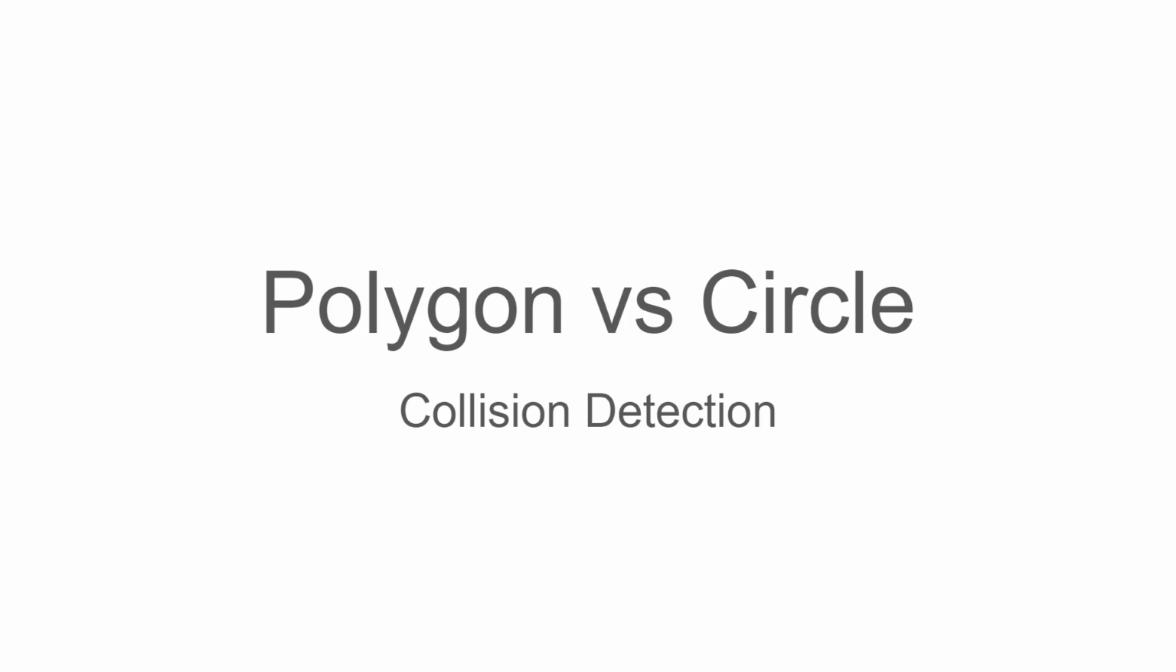Hello everybody and welcome back to the physics engine tutorial. In this episode I'm going to show you how we can do a collision detection between polygon and circles. Again, this will be just the theory behind it, and in the next episode I'm going to implement that too. Alright, let's jump right into that.